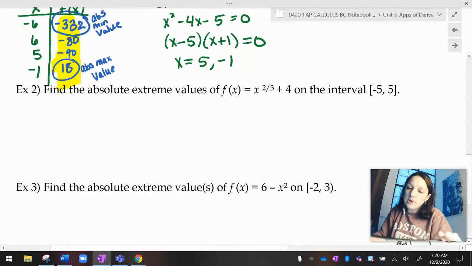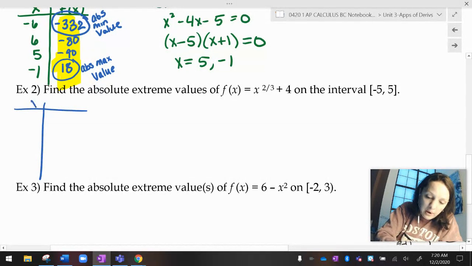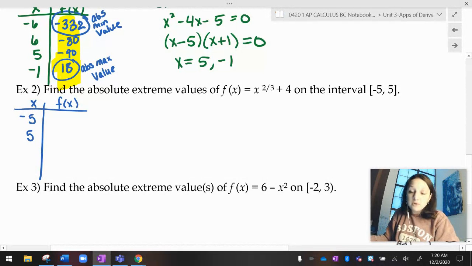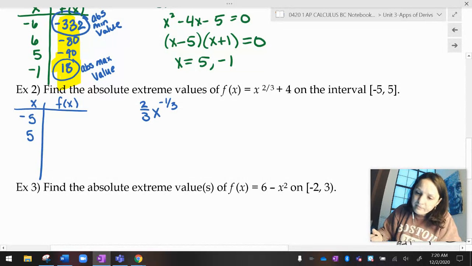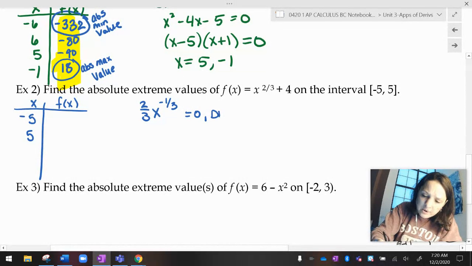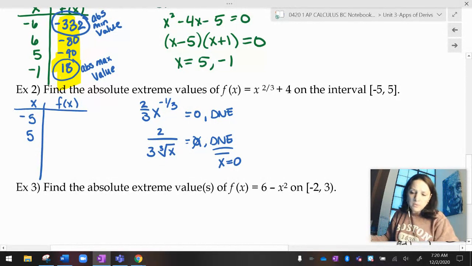Find the absolute extreme values of this function on the interval from -5 to 5. Okay, fine. X, f of x, -5 and 5 are my endpoints, so they have to go in my test table. I'm going to take the derivative, 2/3 x to the -1/3, and I'm going to set that equal to 0 or DNE, and that's really 2/3 times the cube root of x, if you want to think of it that way. Well, my numerator can't equal 0, so this can never equal 0, and it won't exist when x equals 0. So I have one more critical point.